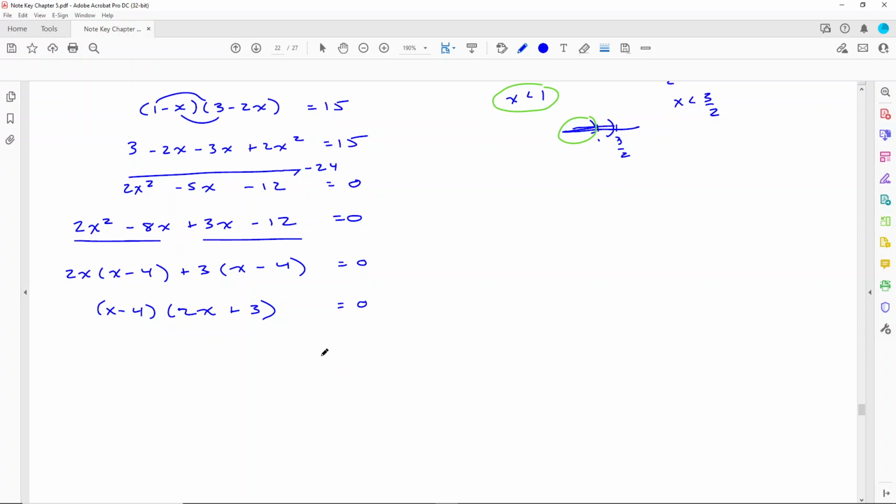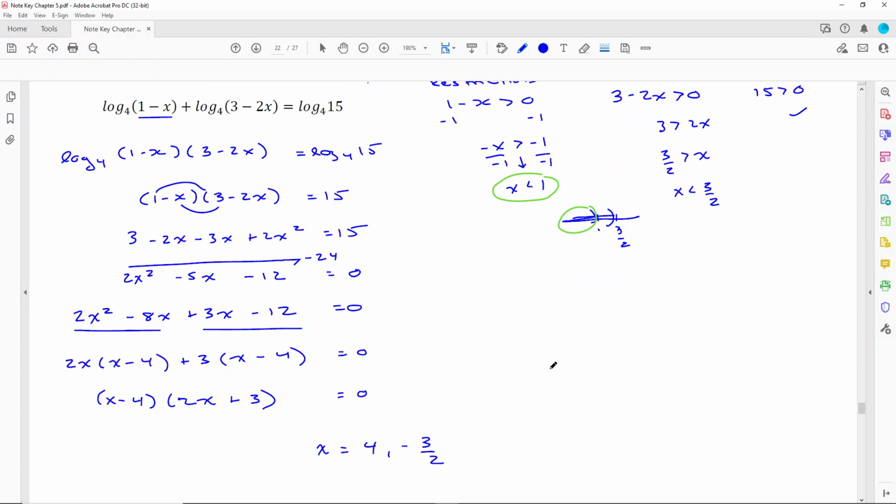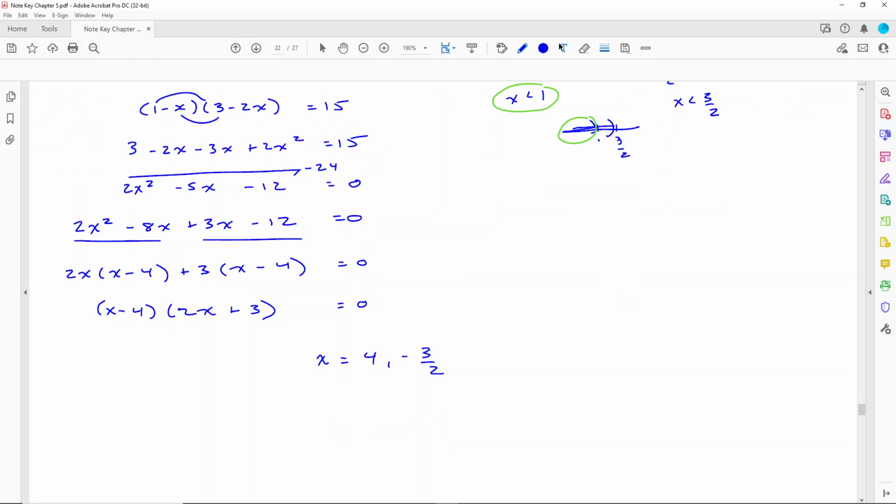Which means my possible solutions are that x equals 4 and x equals negative 3/2. Now, if I go back to my restrictions, x had to be less than 1. So in this one, I'm actually rejecting 4. People get in this habit of always rejecting the negative answer, but that's not always the case. In this one, I'm going to reject the 4, and I'm going to say that my only solution is negative 3/2.